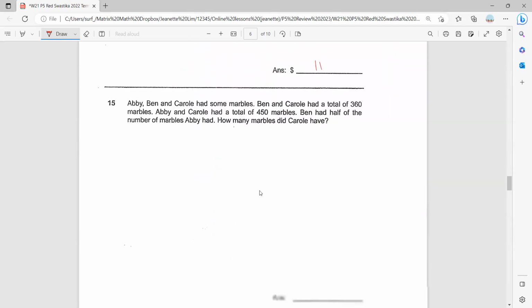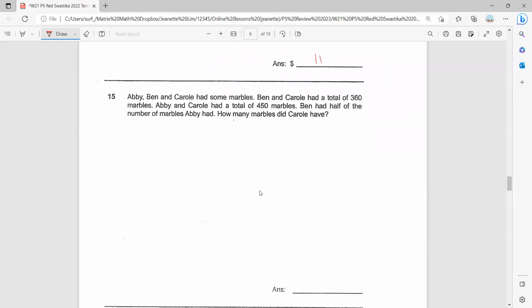Question 15. Abby, Ben, and Carol had some marbles. Ben and Carol had a total of 360. Okay, so Ben and Carol is 360. Then Abby and Carol is 450. Ben had half of Abby. How many marbles did Carol have?